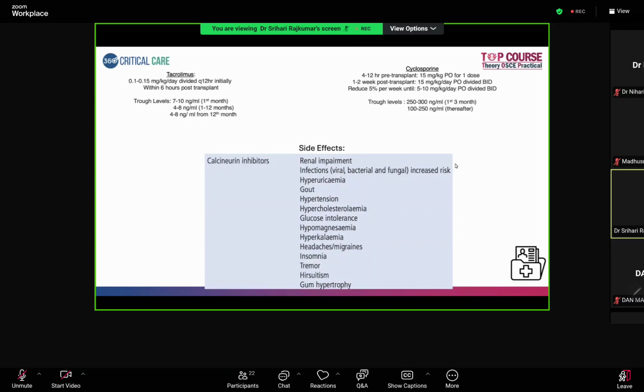So, with regard to side effects, there is a wide variety of side effects, and it's very difficult to remember all of them. But what I would emphasize is to concentrate on these. One is renal impairment, because if renal impairment is there, TAC dosing needs to be adjusted. So that's when you will have to consider a second immunosuppressant medication. So it's very important.